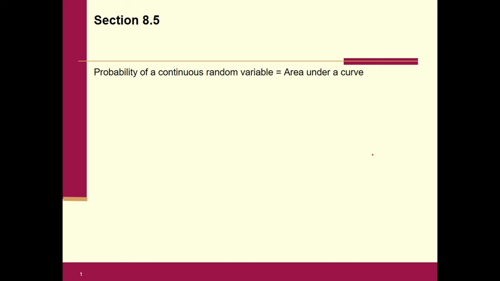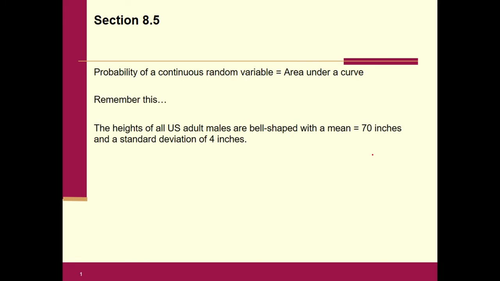And let me kind of develop it a little bit by using a problem that we're sort of familiar with already. So we already used this one before. The heights of all US adult males are bell-shaped with a mean of 70, standard deviation of 4 inches. And since I said the word all here, we're talking about a population, right? And so we're talking about the population mean is equal to 70, and the population standard deviation is equal to 4. So we got a mu of 70 and a sigma of 4. Okay.